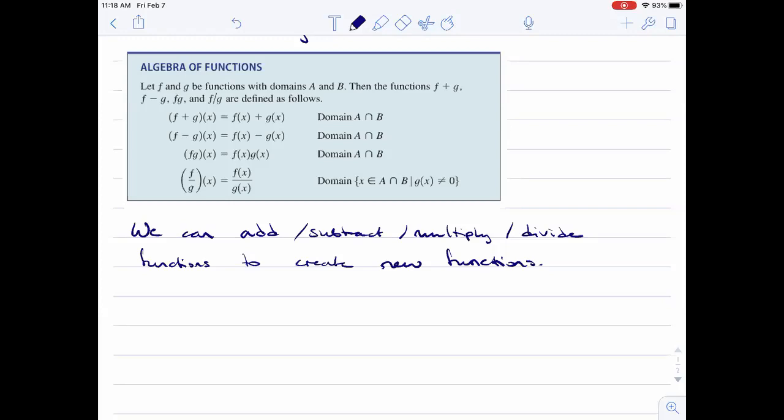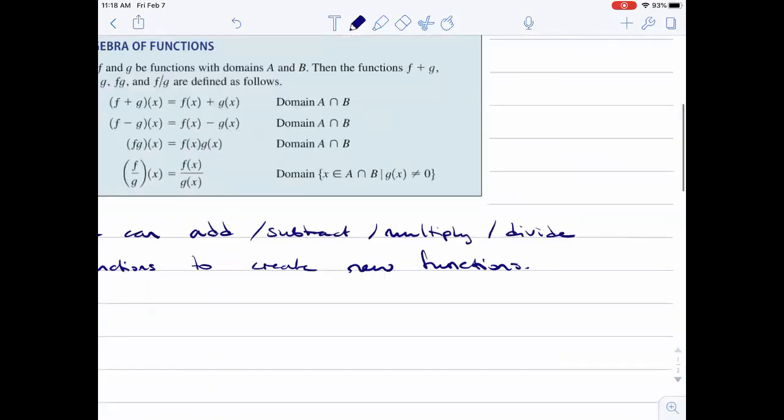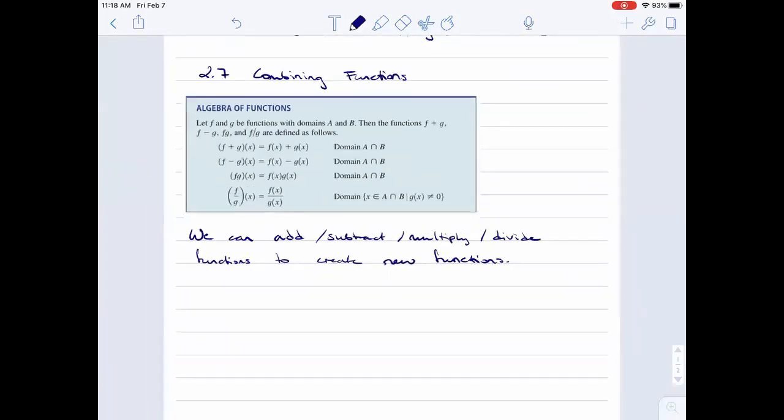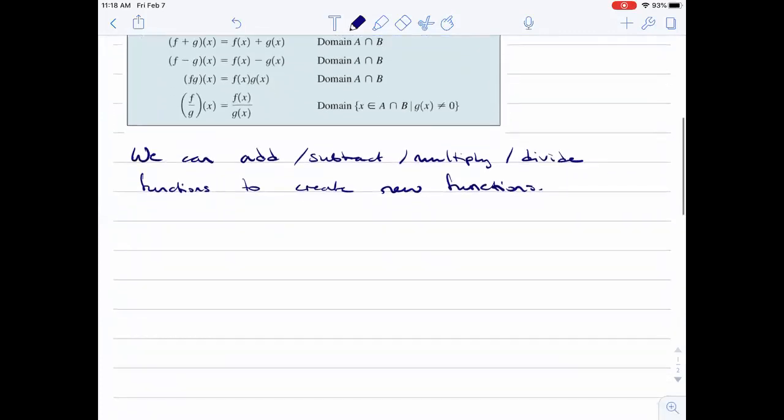Same thing with the subtraction, we can just split the two up and subtract f of x minus g of x. Multiplication, same thing. It behaves the same way. So if I want f times g of x, I just take f of x times g of x. Division, same deal. Notice over here the domain. The domain, remember, is all the possible values of x.